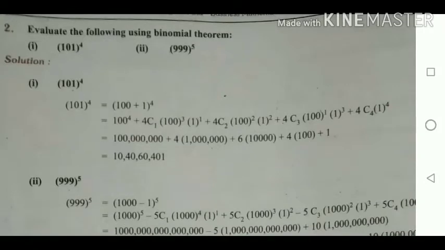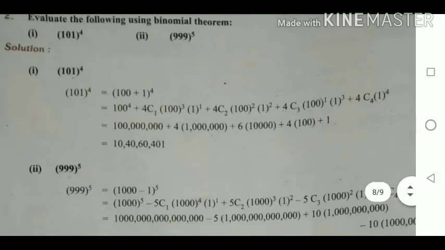Binomial theorem is used here. It is given that 101 whole power 4, that is, we are splitting 101 into 100 plus 1 whole power 4. According to the formula, x here is 100 and a is 1, therefore 100 power 4 plus 4C1, 100 power 4 minus 1 becomes 3, then 1 power 1, plus 4C2, 100 power 4 minus 2 becomes 2, then 1 power 2. Here r equals 2, 4C2.